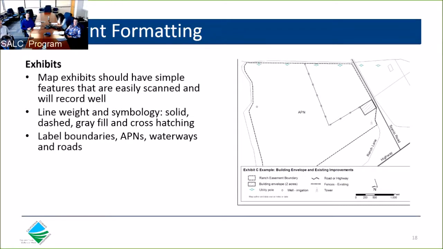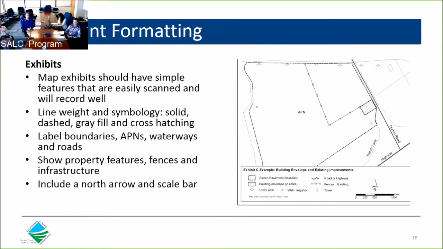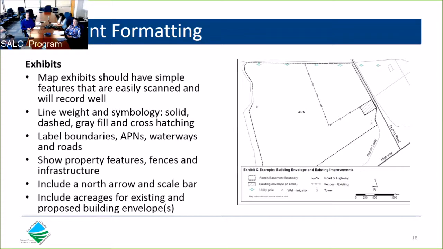If feasible for the scale of the map, infrastructure features such as fences, wells, pumps, towers, solar arrays, or other features should be identified with the symbol on the map or a text label. All map exhibits should include a north arrow and a scale bar, as well as a basic legend with data source notes. The location of both existing building envelopes and future building envelopes should be shown on the building envelope and existing improvements map, which is typically Exhibit C, along with acreages for the related envelopes on either the map or in the legend. Color graphics, complex patterns, and aerial photos are best saved for use in the baseline documentation report.